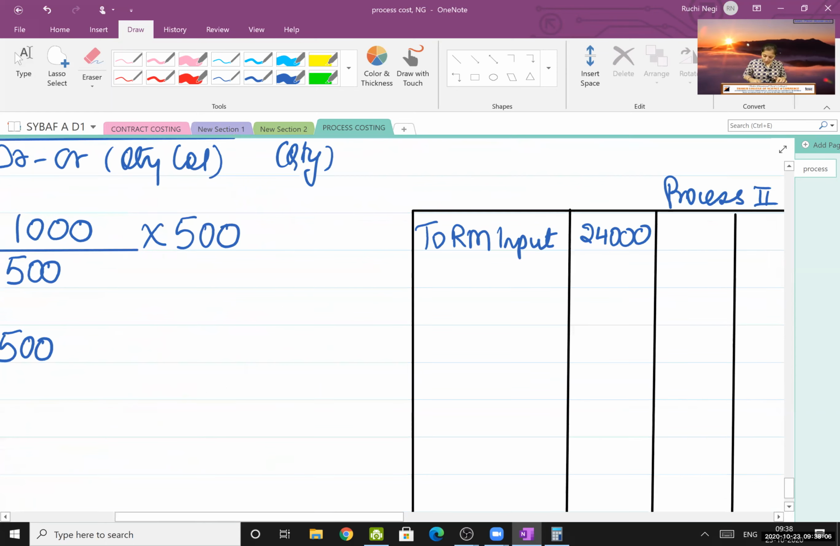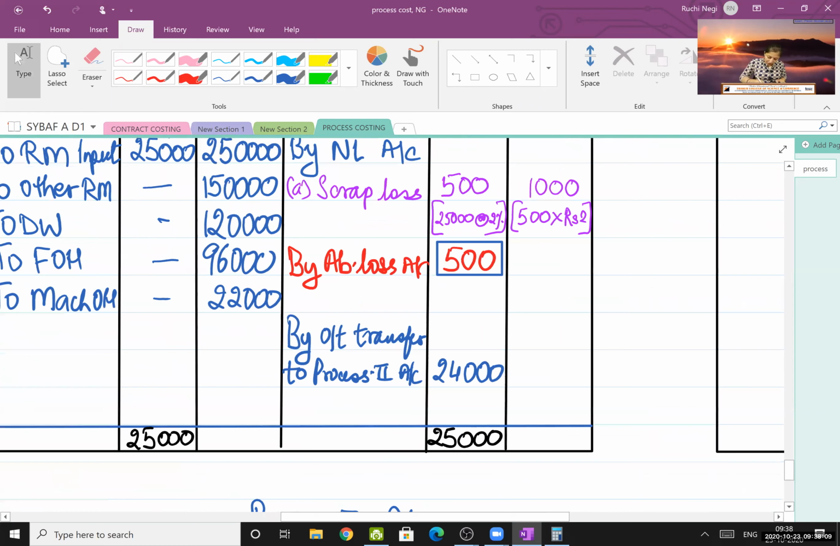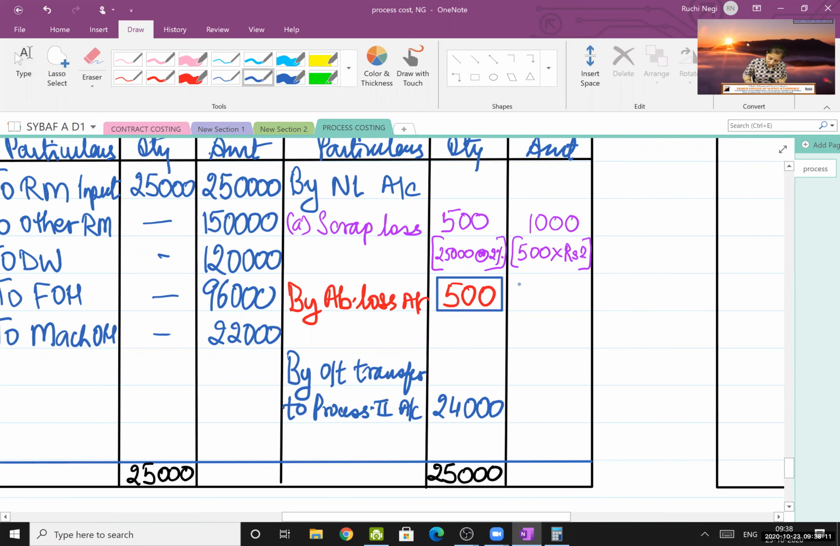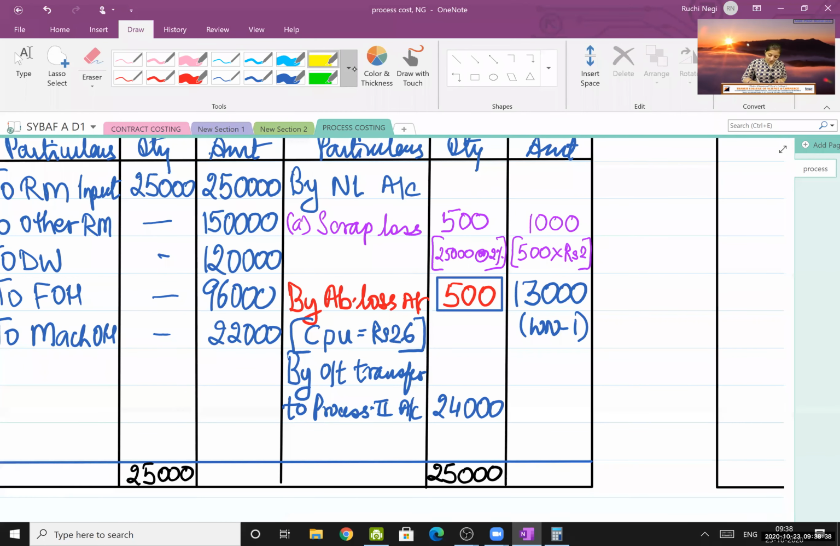ओके, सो राइट हियर इन द अमाउंट कॉलम 13,000. वर्किंग नोट नंबर 1. और याद रखना इसका सीपीयू कितना है, भूलना मत. इसका सीपीयू कितना है? कॉस्ट पर यूनिट 26 रुपीज. ये इम्पोर्टेंट है, दिस इज इम्पोर्टेंट.